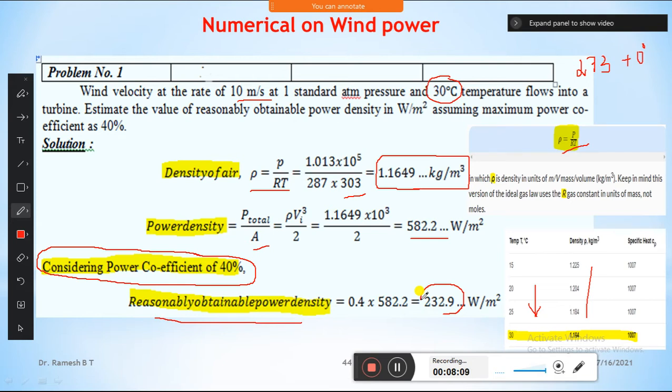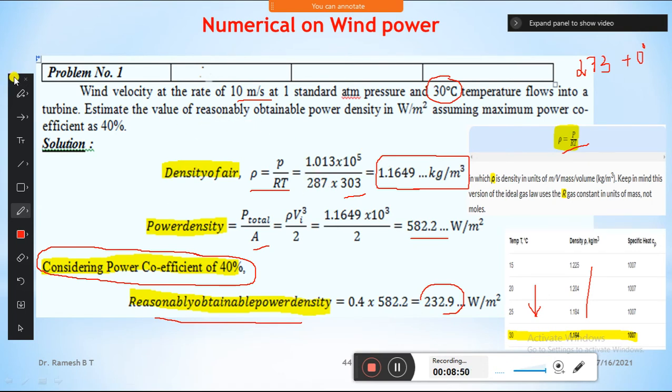With the given data, the wind velocity is only 10 meter per second. If the wind velocity increases, obviously it will increase the power output. This 40% is the efficiency of the device, so that is also a limit. We already know that in the Betz law the efficiency is up to 59.32%, but in actual reality the efficiency is only 30 to 40% or 45% maximum. So here this device has 40%. For that 40%, finally we get the reasonably obtained power density of 232.9. So like this you have to calculate by using the given data.